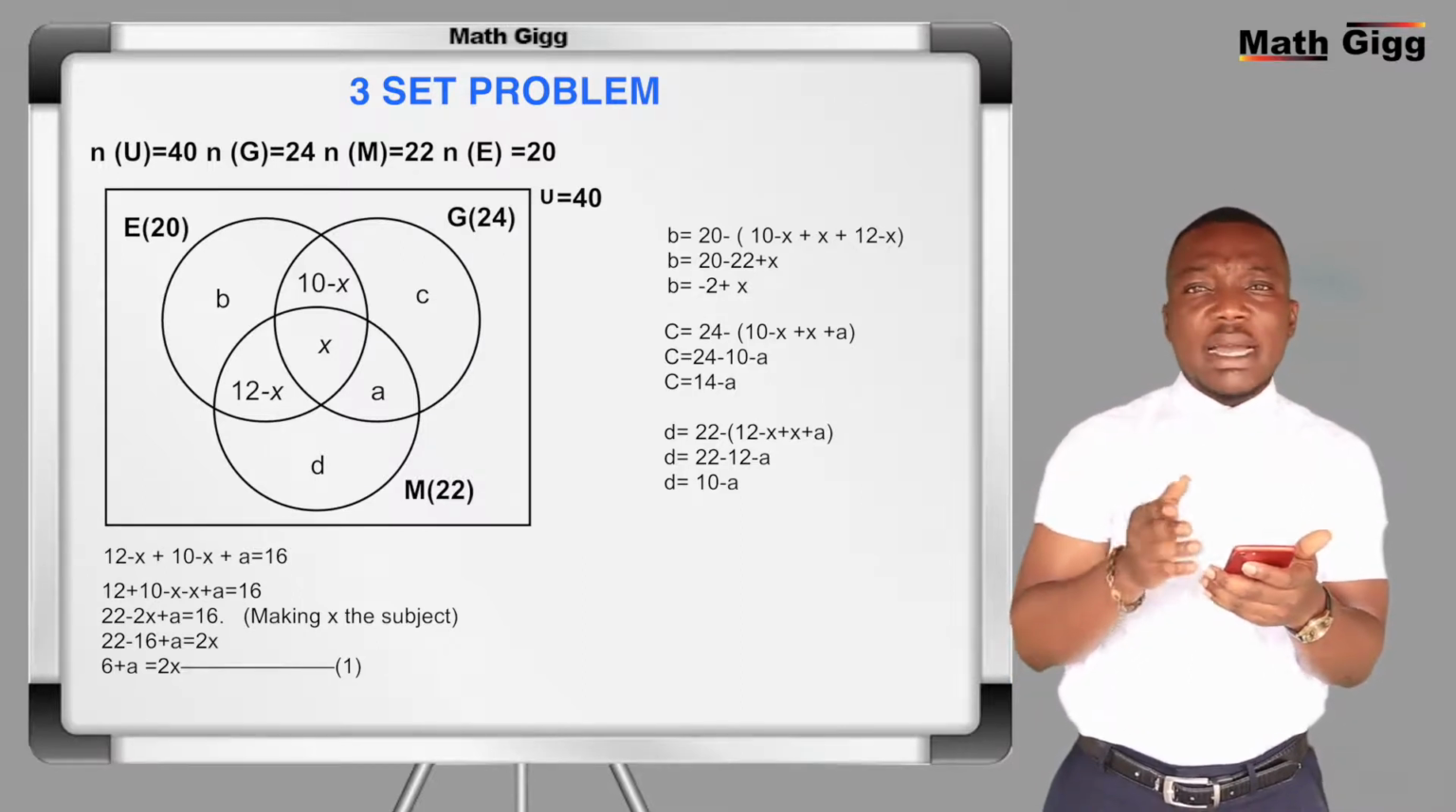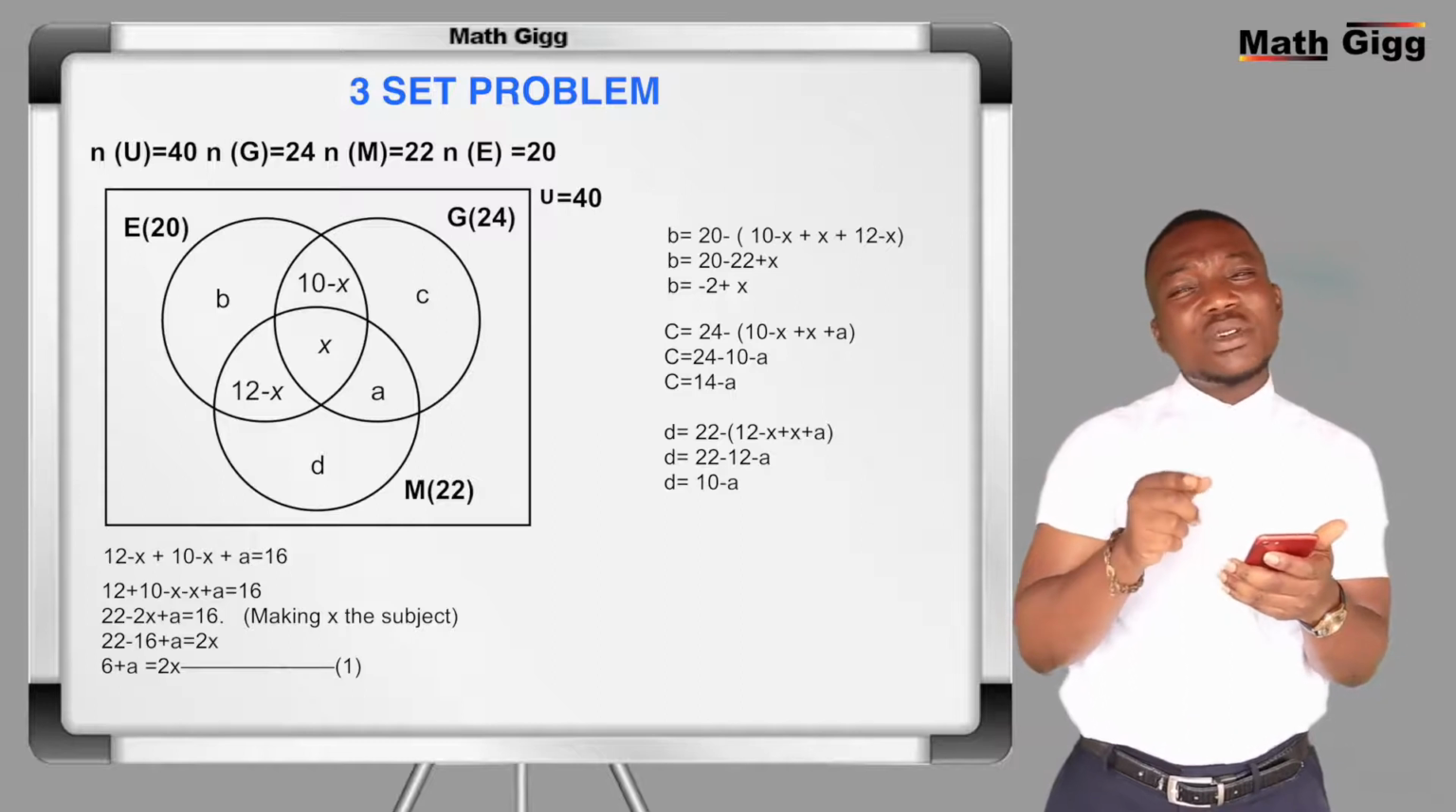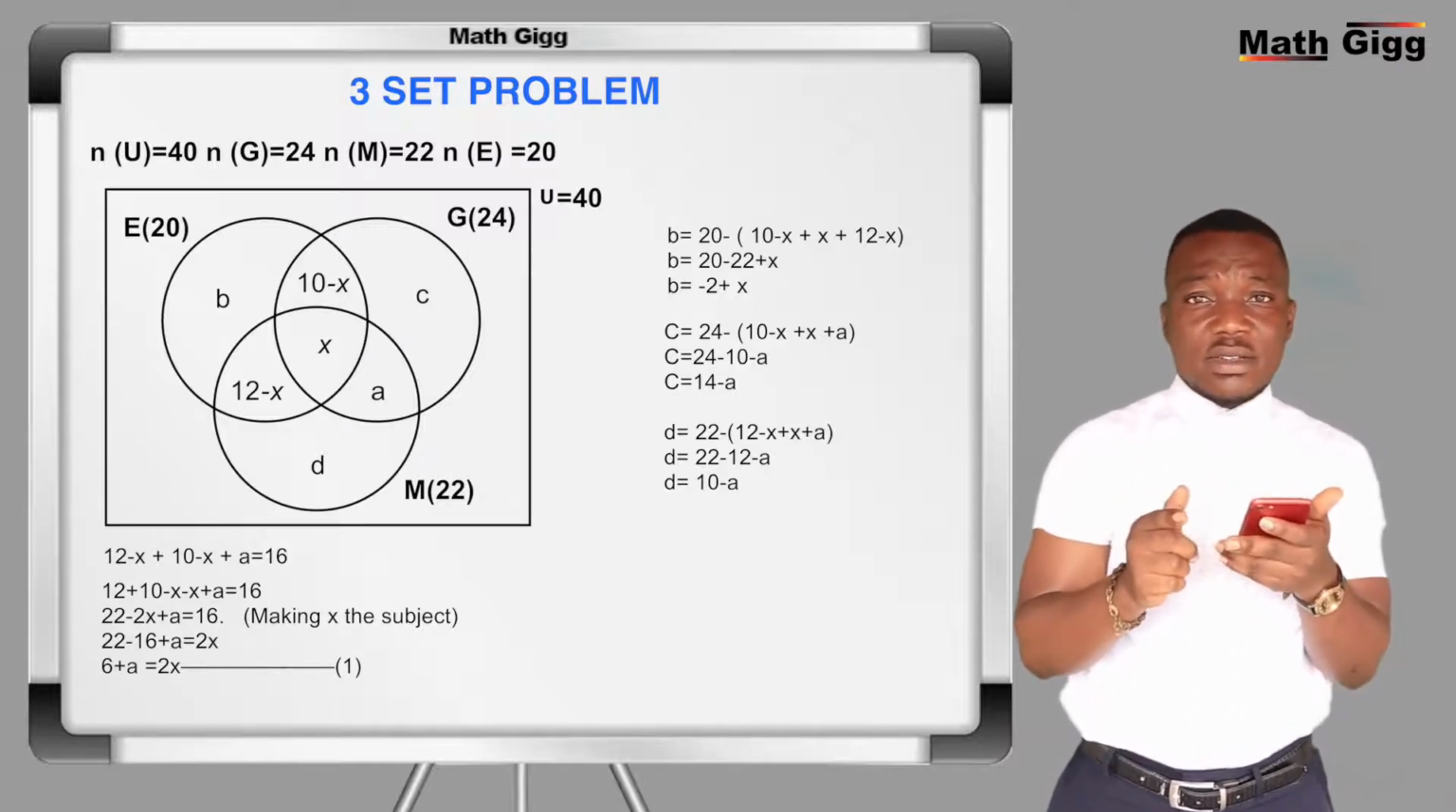Now I'm supposed to add everything in this Venn diagram equal to 40. It's going to be tedious. As you can see, it's now tedious for you, right?